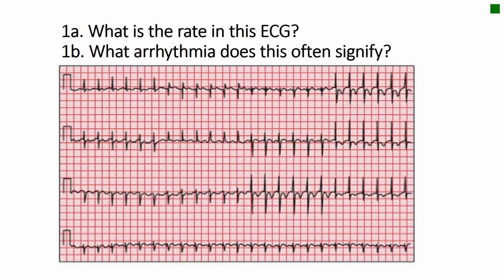And what about this ECG? How many big boxes is it between the two R waves? In the lower lead 2, it's 1, 2. Again, it's pretty consistent. The next one, 1, 2. And again, the next one is still 1, 2. So it's 2 big boxes between the R waves, and 300 divided by 2 is 150. The rate per minute here is 150 beats per minute.